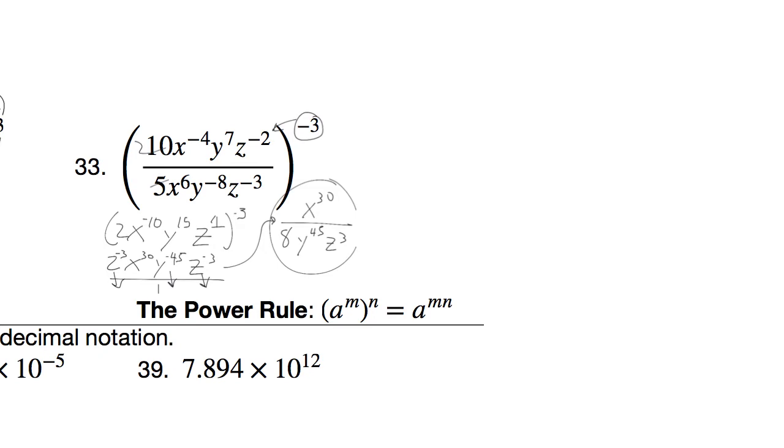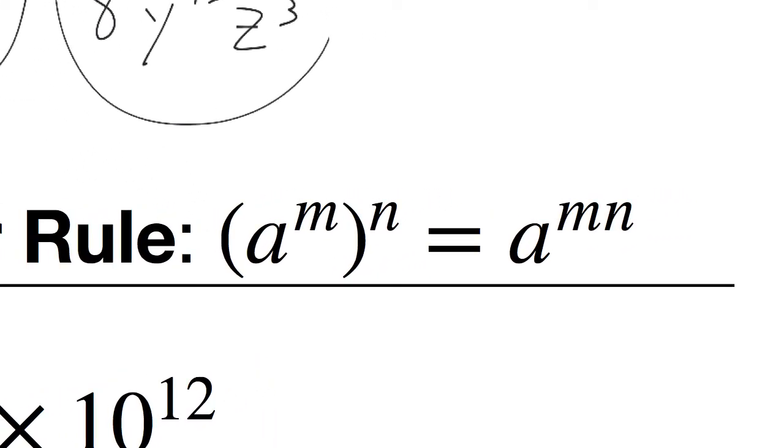So in general, you can say that the power rule says power to a power is you multiply the exponents together.